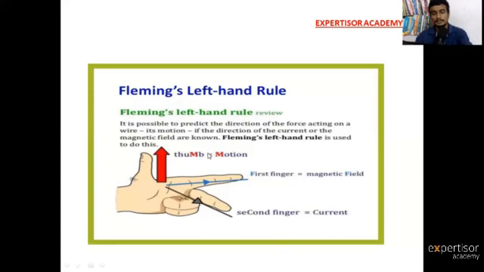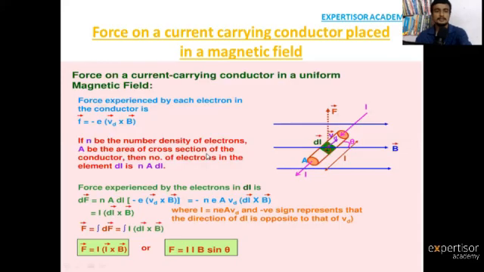So in this video we will discuss two topics. First, the force on a current carrying conductor placed in a magnetic field. When the conductor is placed in a magnetic field, at that moment the magnetic force applied on the charge inside the conductor is F is equal to ILB sin theta. F is equal to ILB sin theta.